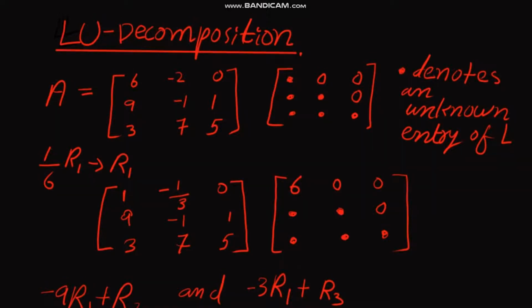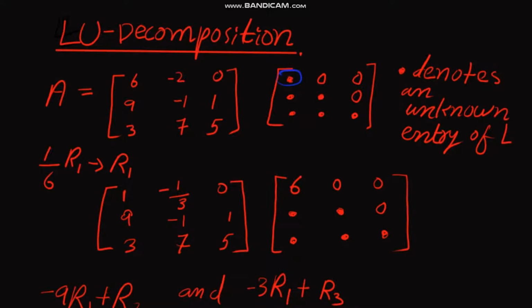Now what do I need to do? I need to make this entry 1. So what I will do, I have to divide the first row by 6, because I am dividing the first row by 6, or I am multiplying the first row by its multiplicative inverse.